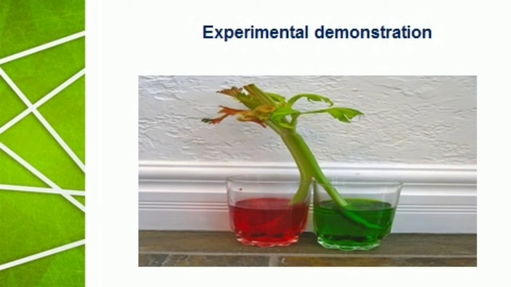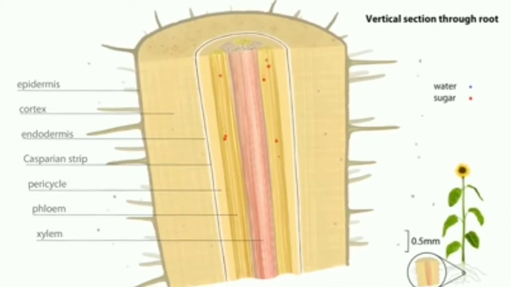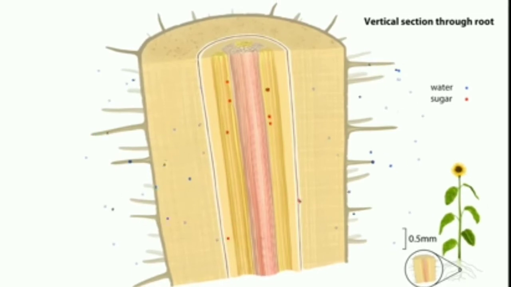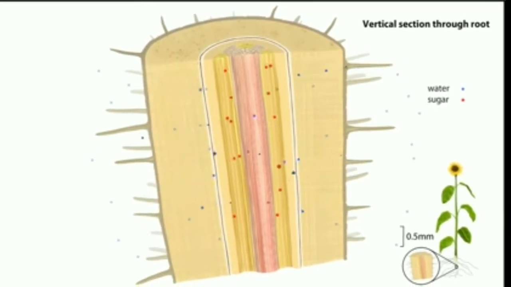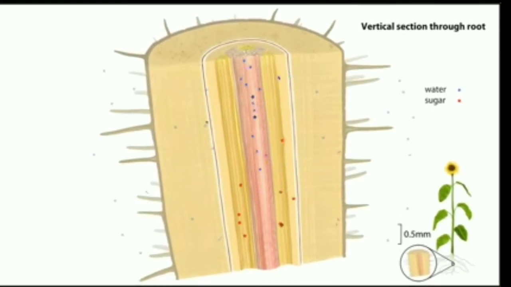Long distance transport cannot take place by diffusion alone. Diffusion is a slow process. It can only account for short distance movements of molecules. Special long distance transport systems are necessary for the movement of substances at a faster rate.